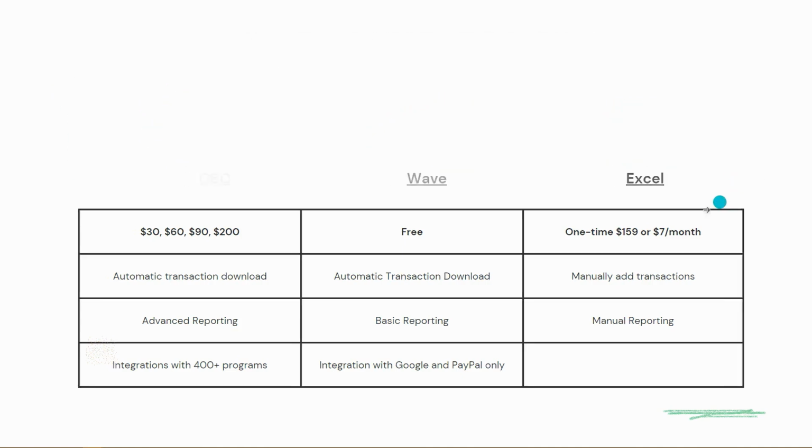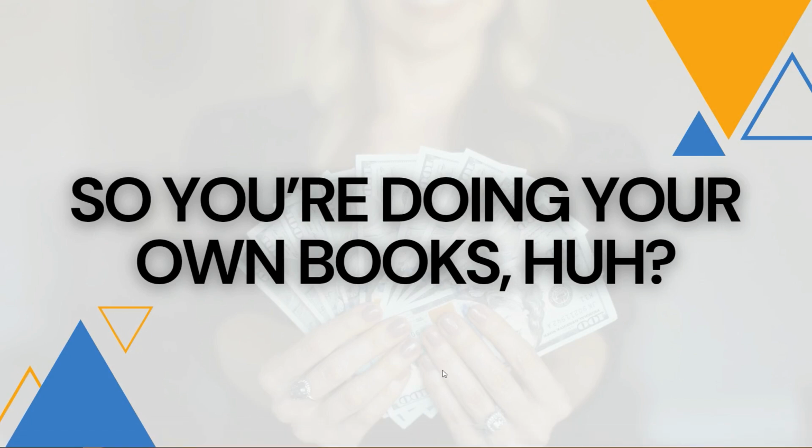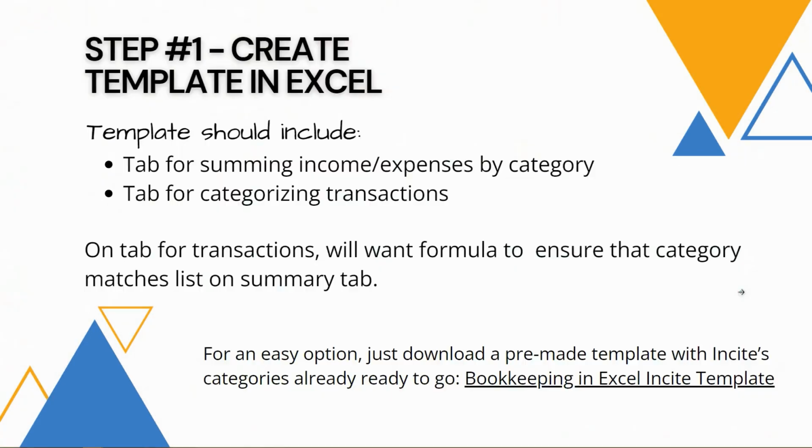Okay, so moving on, if you have chosen that you're going to do your own books and you're going to do it in Excel, this is where we're going to hop in and go through some steps that you should be aware of how to do it. Okay, so step one, you need to create some sort of template in Excel. A template should include two different tabs.